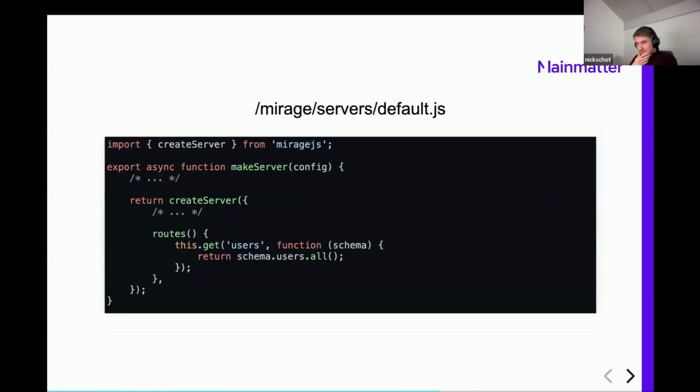Then finally, in this configuration, we can define our routes. In practice, you probably want to organize these in a separate folder structure as well, but I don't think ember-cli-mirage ever provided any kind of convention around that, so that's really up to the user.